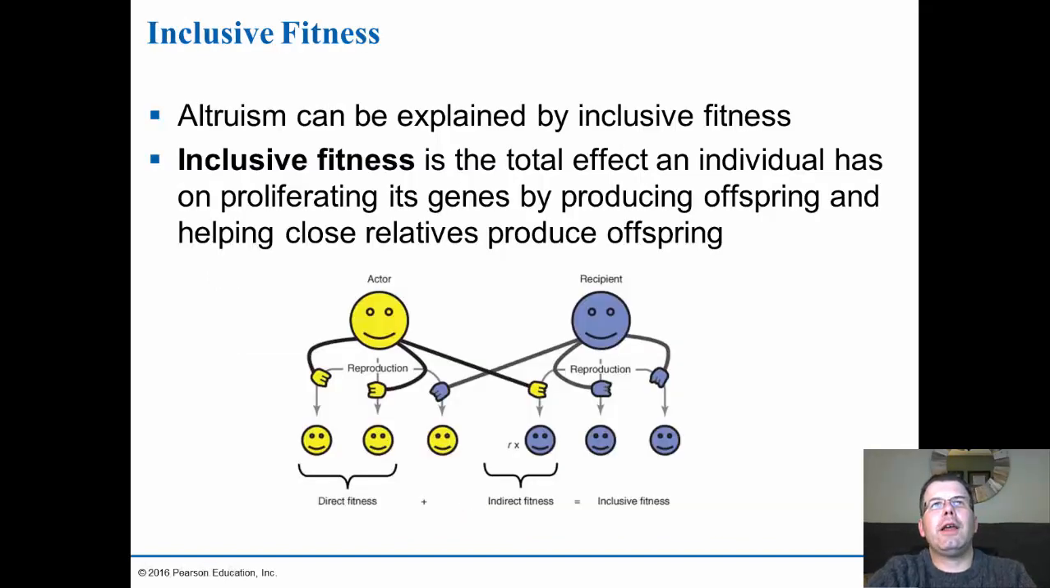Now, we also see a possible explanation called inclusive fitness, by which altruism can be explained. This is where individuals in families will protect the other individuals so that they can reproduce.